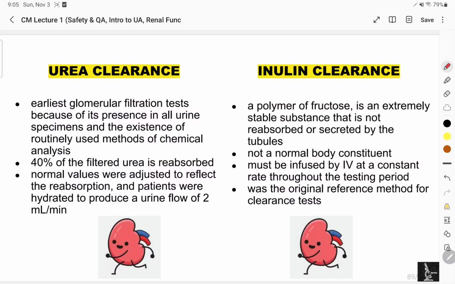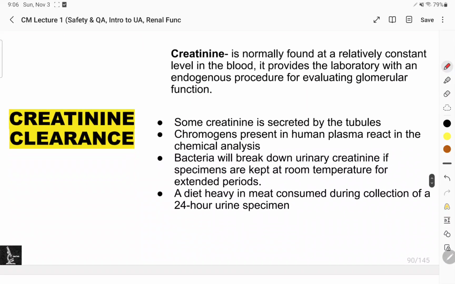But kinahanglan pa siya intravenously infused. So mag-IV pa na sa patient. Dapat constant ang rate throughout the testing period. So invasive siya. So ni ang original reference method for clearance test, your inulin kay stable, neither reabsorbed nor secreted, pero dili lang siya normal body constituent, and then kinahanglan pa siya i-infuse via IV. Invasive siya. Okay?